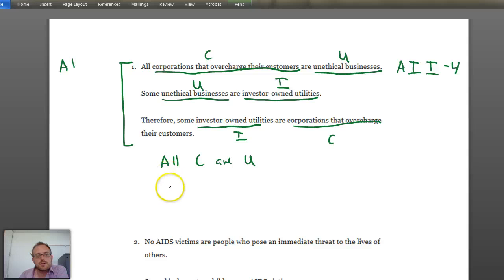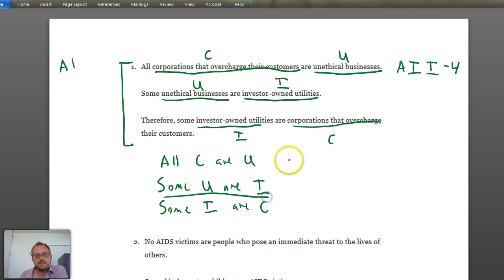All C are U, some U are I, and then finally some I are C. We'll draw a line here. Okay, so this is actually what the argument looks like, the AII4. Now let's do a Venn diagram for this.